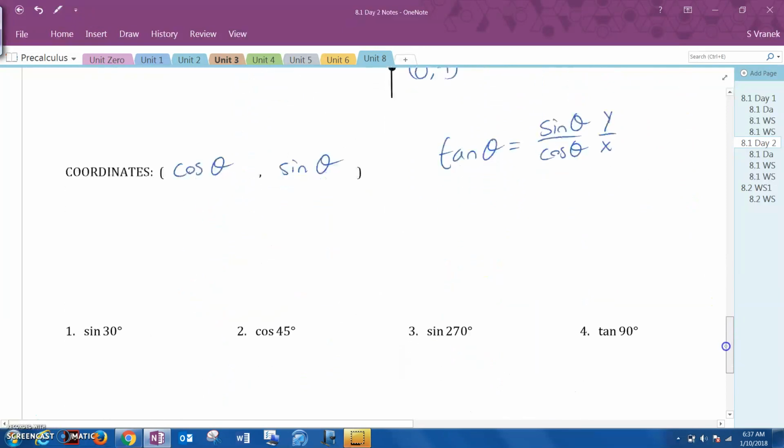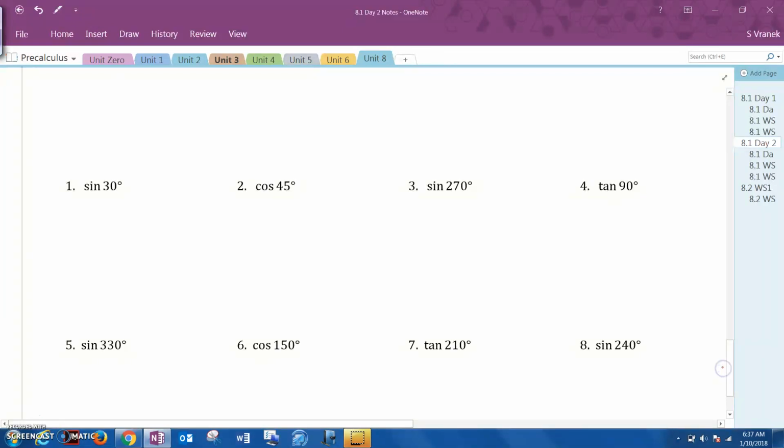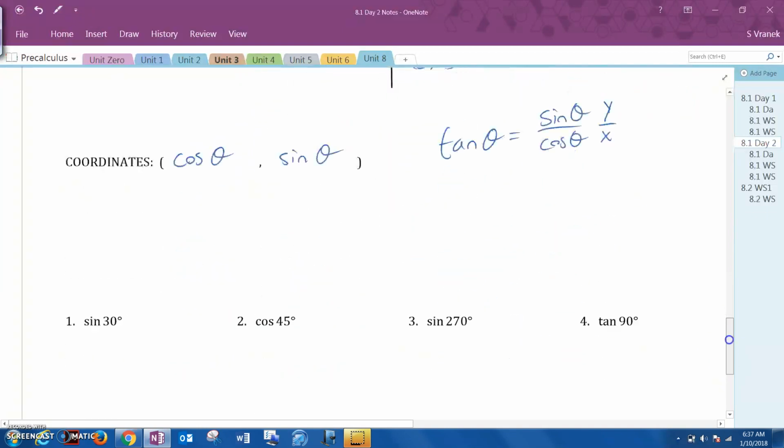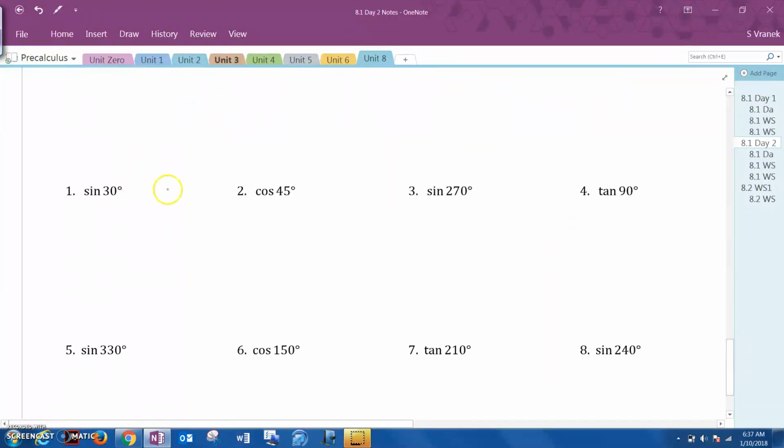Alright, so here's how you do this. Sine of 30 degrees. Okay? Now, you can look up at the circle up above. But here's what I'd like to do. I'm just going to show you again how I do this.